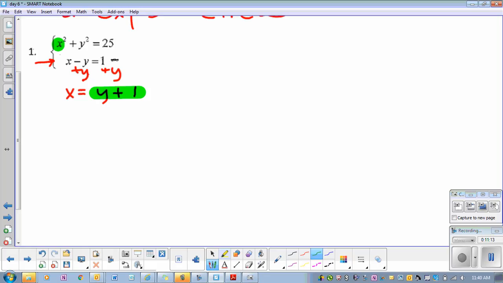All right, so then this becomes x, which is y plus 1 squared, plus y squared equals 25. Yeah? So here, don't make this mistake. Don't do this.